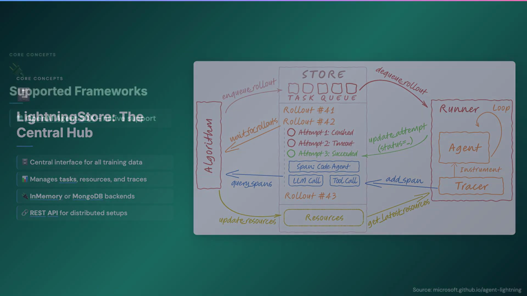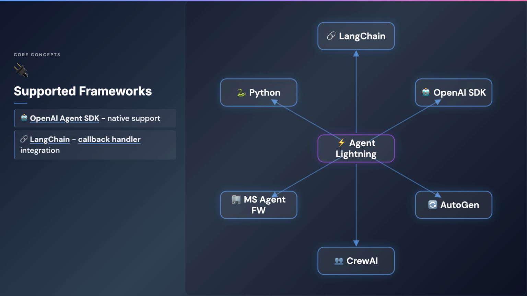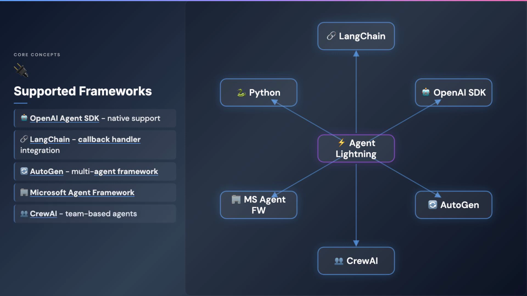Agent Lightning supports 6 major frameworks: LangChain integration uses a callback handler. OpenAI Agent SDK has native support. AutoGen provides multi-agent framework integration. Crew AI enables team-based agent optimization. Microsoft Agent Framework is supported. And Vanilla Python means you can use Agent Lightning without any framework at all, making it truly framework agnostic.